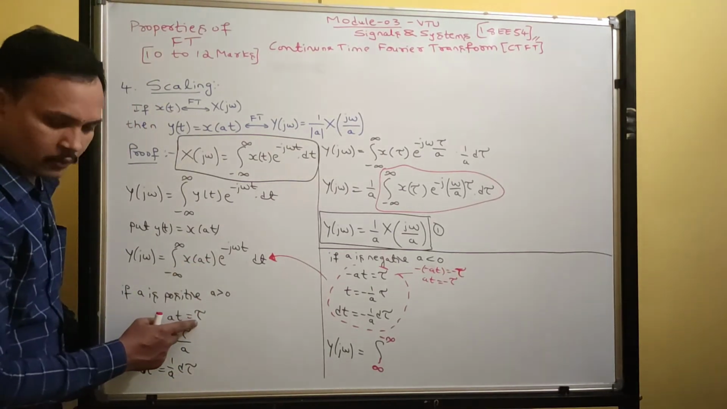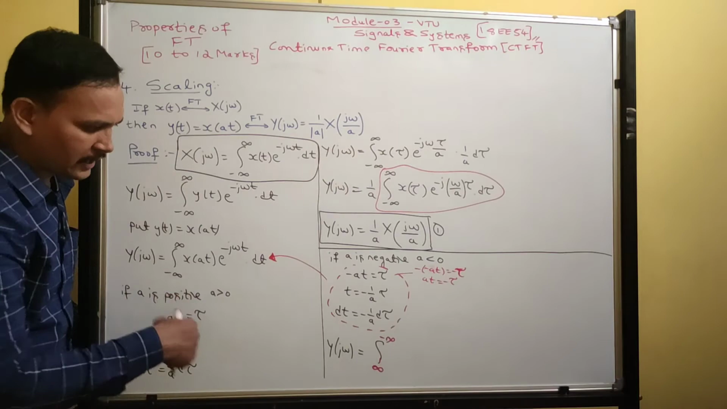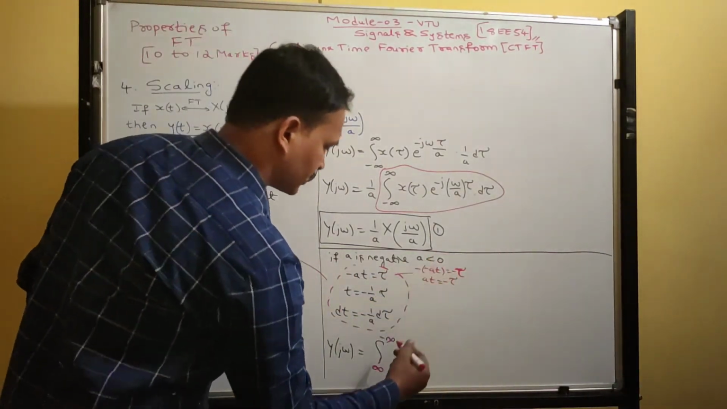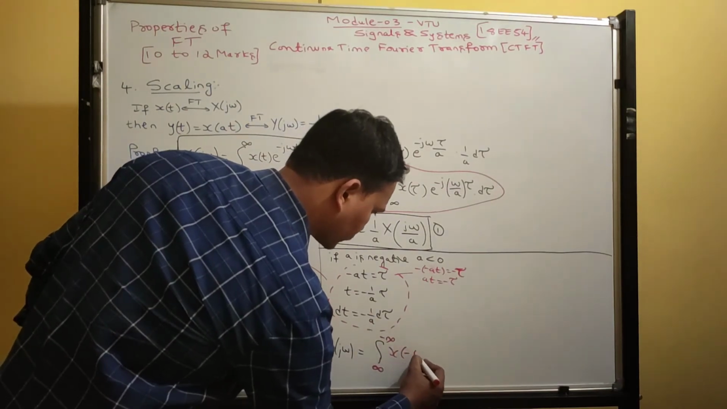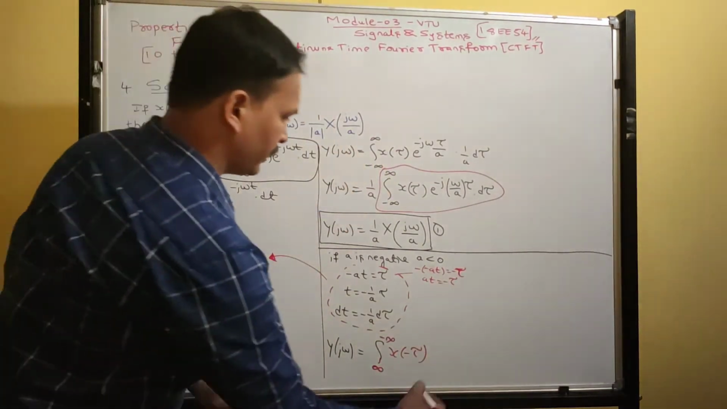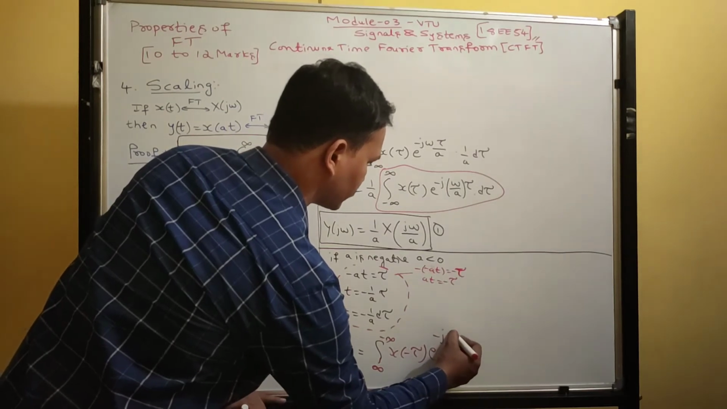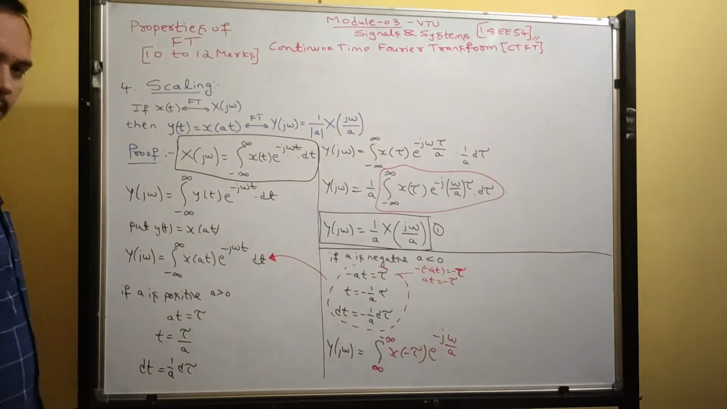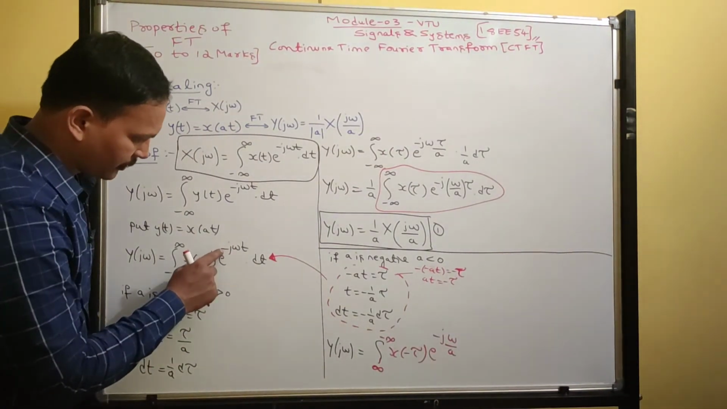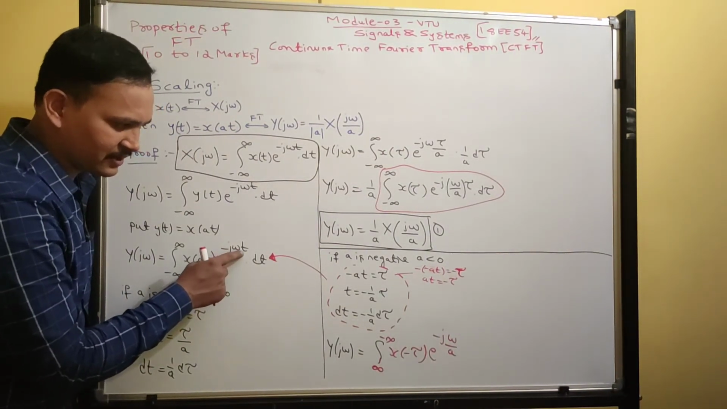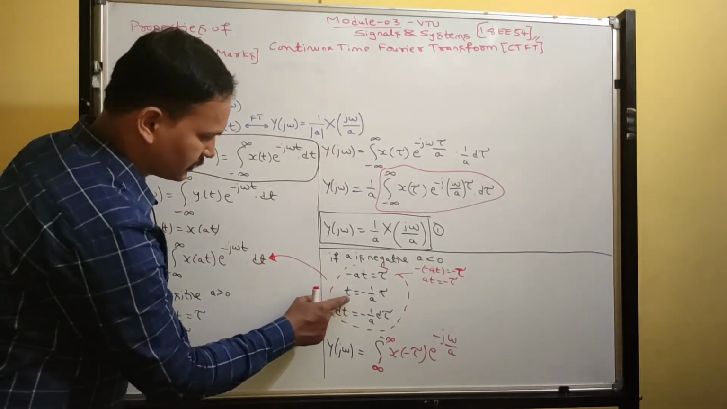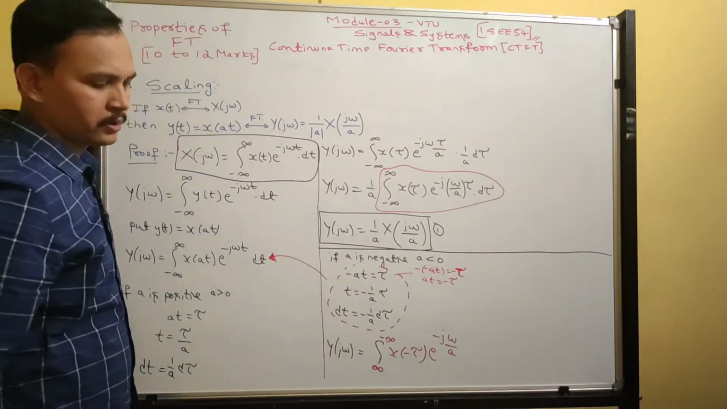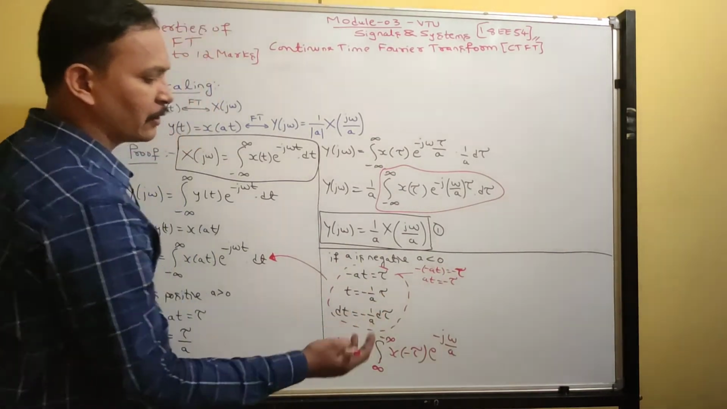x of tau, where a is greater than 0. Next, for a less than 0, in place of at, what can I write? Minus tau. So I can write x of minus tau into e to the power of minus j omega by a. See, e to the power of minus j omega t. What is t? Substitute this t value here. What is t? Minus 1 by a tau. Otherwise, you can write minus tau by a.